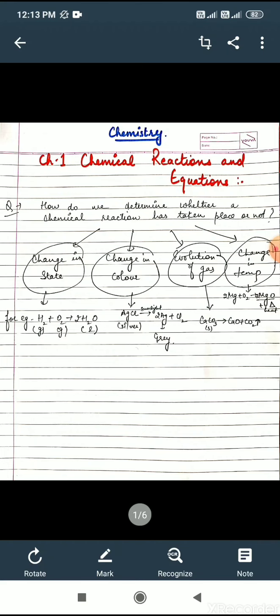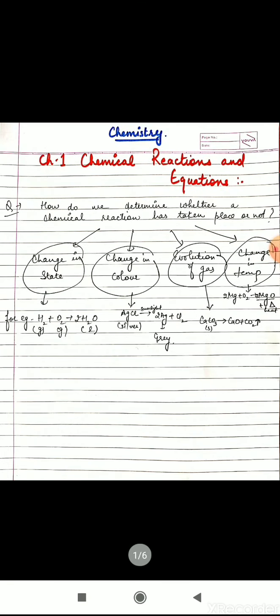Students, I am expecting all of you to take out one notebook and pen to make your notes side by side. Okay. Now the question arises, how do we determine whether a chemical reaction has taken place or not? There must be a few points, or we can say a criteria, no? So that we will know whether there is a chemical reaction or not. There are 4 major points that we need to keep in our mind.